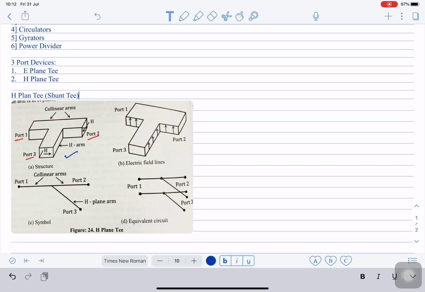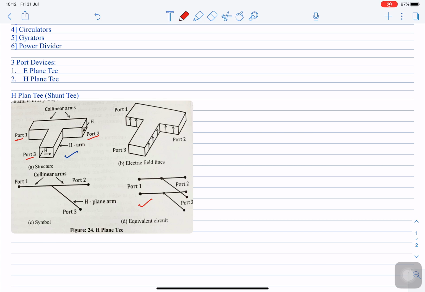Okay, and the equivalent circuit you will find in figure D over here. So this is the equivalent circuit. So how is the equivalent circuit represented? The equivalent circuit is represented in the form of a shunt stub. Okay, so that's why this 3-port device is also known as a shunt type of T, right?